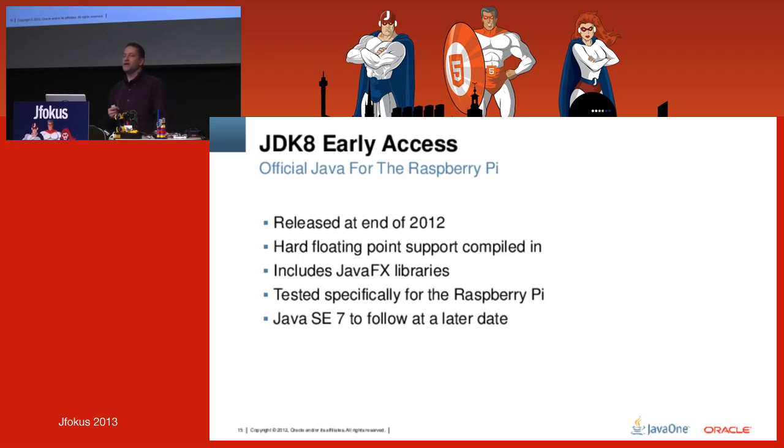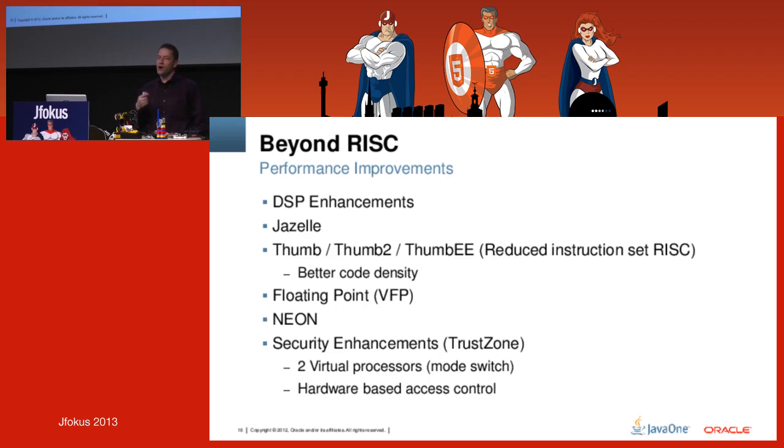It also includes JavaFX libraries, so those are available on there. I was hoping to be able to show you some JavaFX running on the Raspberry Pis, but unfortunately, because we don't have HDMI or even DVI connectivity to the projector, I simply can't show you anything. I mean, I can't even turn my laptop around because it won't work on there. So unfortunately, I can't show you that in the demos. So it has been tested for the Raspberry Pi. We're also working on Java SE 7. So there will be a Java SE 7 version for the Raspberry Pi that will come out later.